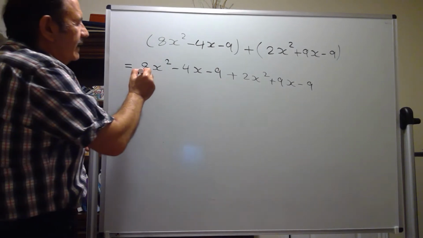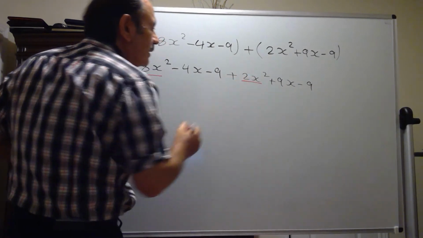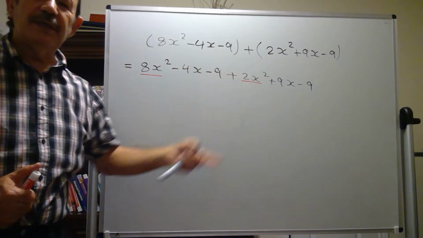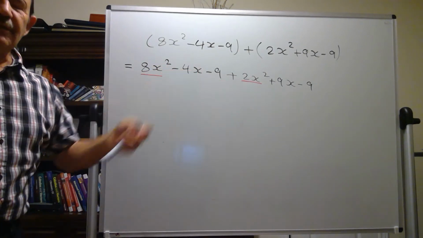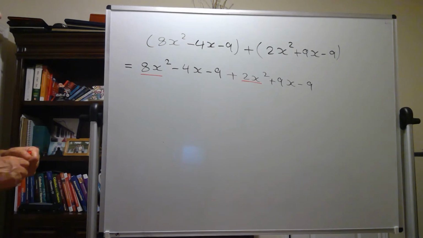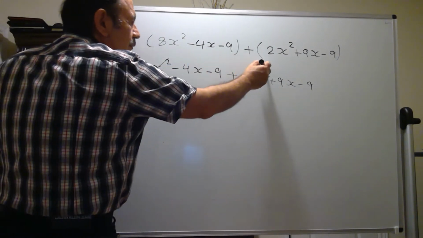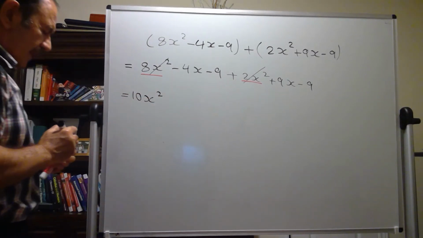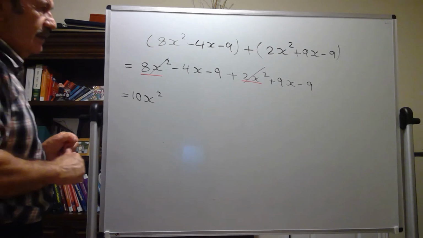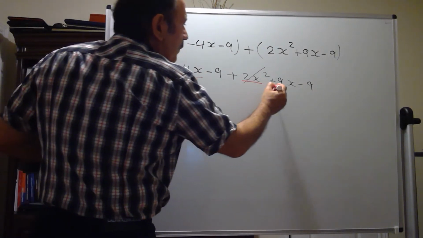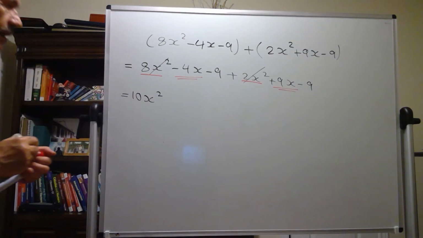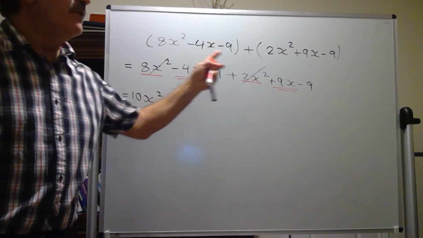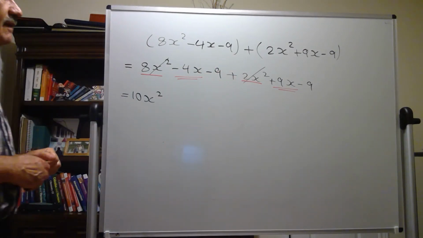This 8x squared and this 2x squared are like terms because they have the same base, which is x, with the same exponent, which is 2 for both of them, and different coefficients. So 8x squared plus 2x squared gives us 10x squared, then minus 4x and plus 9x. These two are like terms because they have the same base with the same exponent. Minus 4 plus 9 is going to be plus 5x.